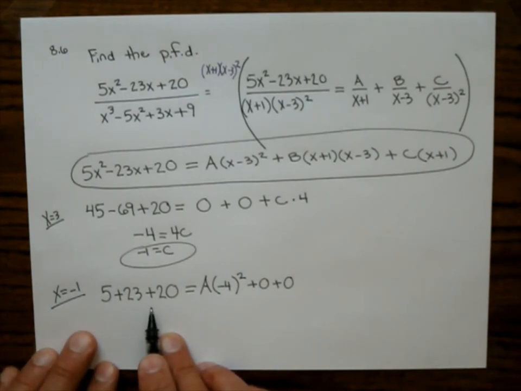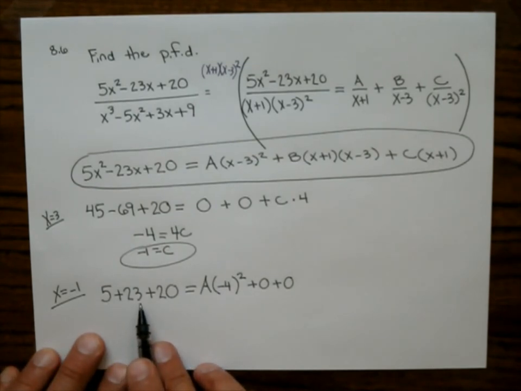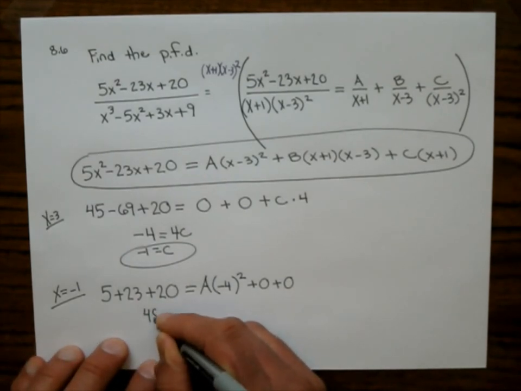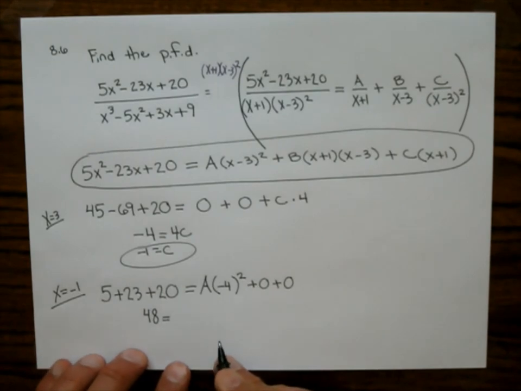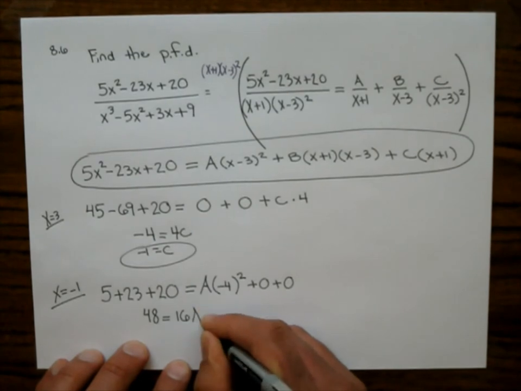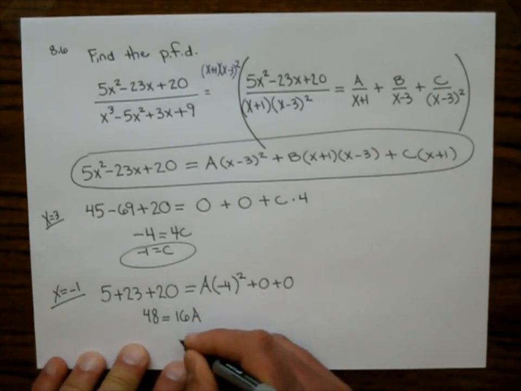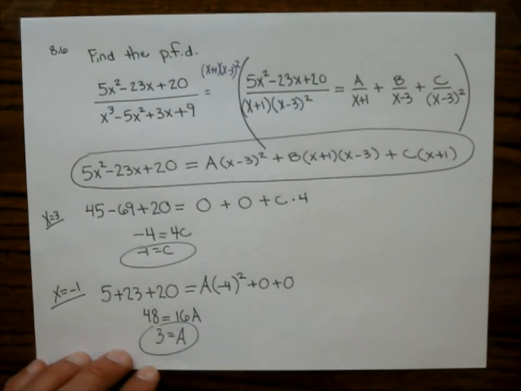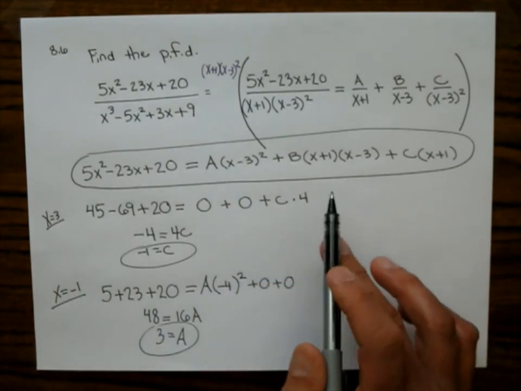I'm just double checking this. Yeah, on the left-hand side, I get 48. 48 equals, this right here is negative 4 squared, which is 16, 16A. So how many times does 16 go into 48? I think it's 3 times. So we have another number here. A equals 3.